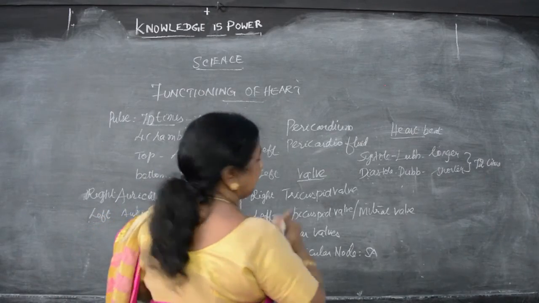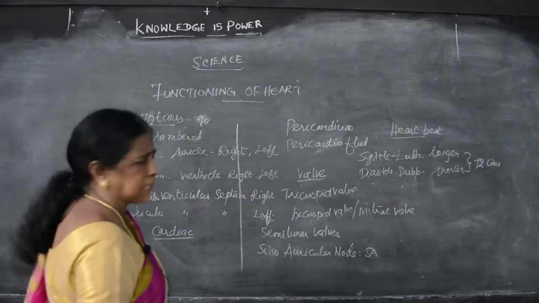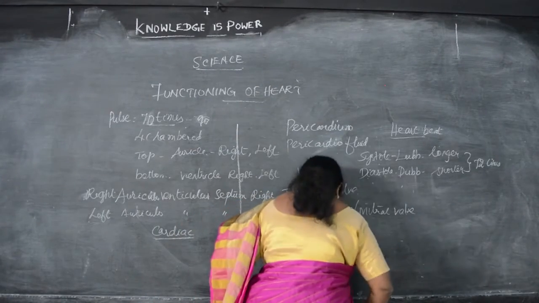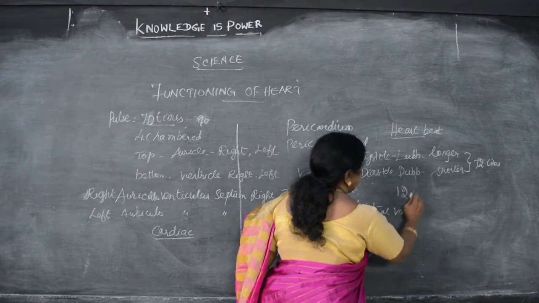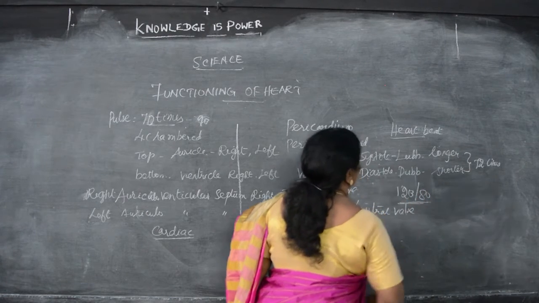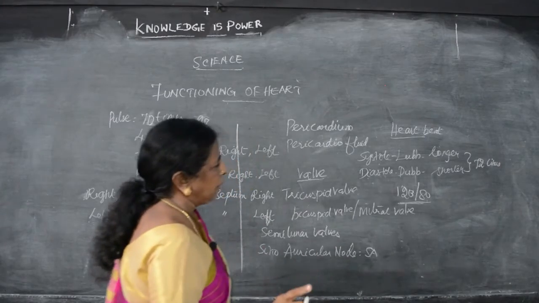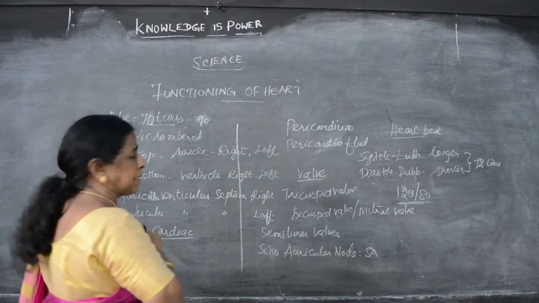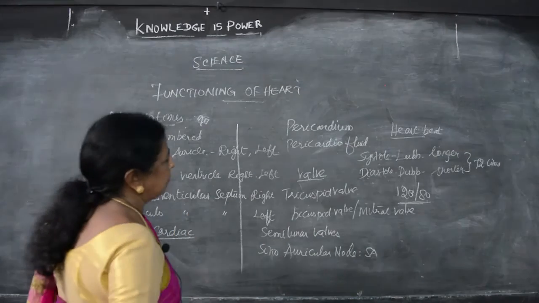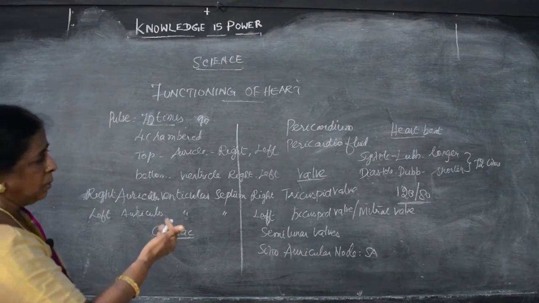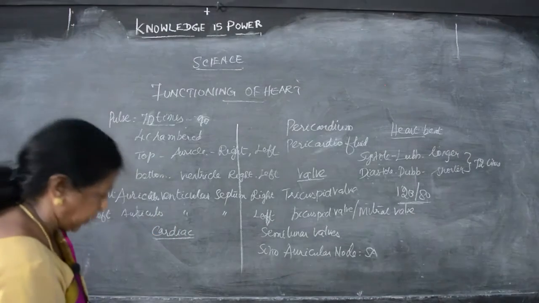The flow of the blood is known as pressure. Normal blood pressure is 120 by 80. This is normal blood pressure. So what are the things we are saying? Heartbeat is 72 times a minute. Pulse rate is 70 to 90. Normal blood pressure is 120 by 80. If it is more, we say hypertension, hypotension.